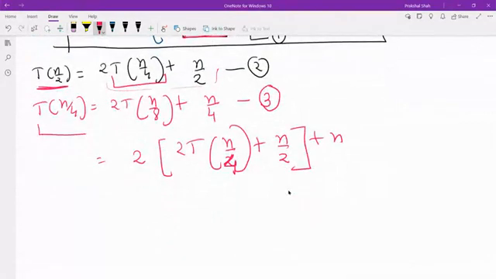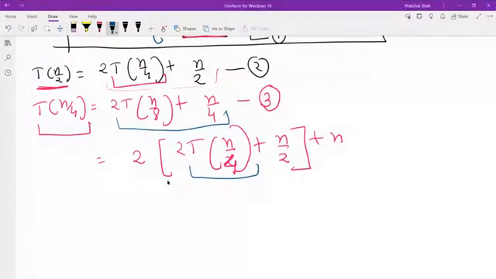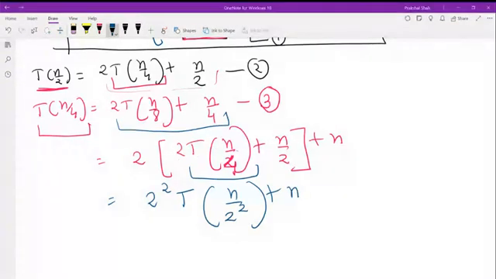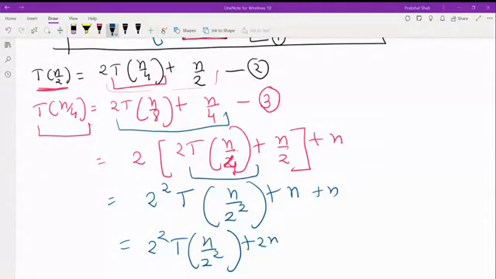Can I put this particular T of n by 4? N by 4 is ready with me. So can I put this entire thing here? Or else let me do something else here. I'll just multiply 2 into this. So it will be 2 square T(n/2 square) plus this 2 and 2 will get cut, this will be n anyway, plus n, so it will be 2n. It will be nothing but 2 square T(n/2 square) + 2n. Yes or no?